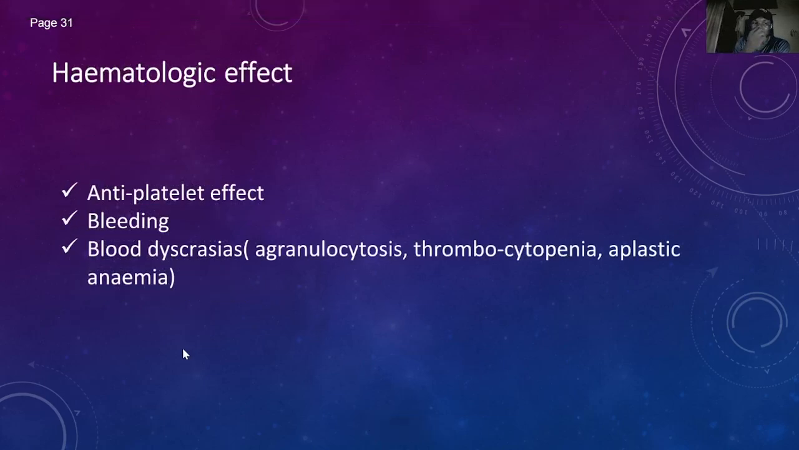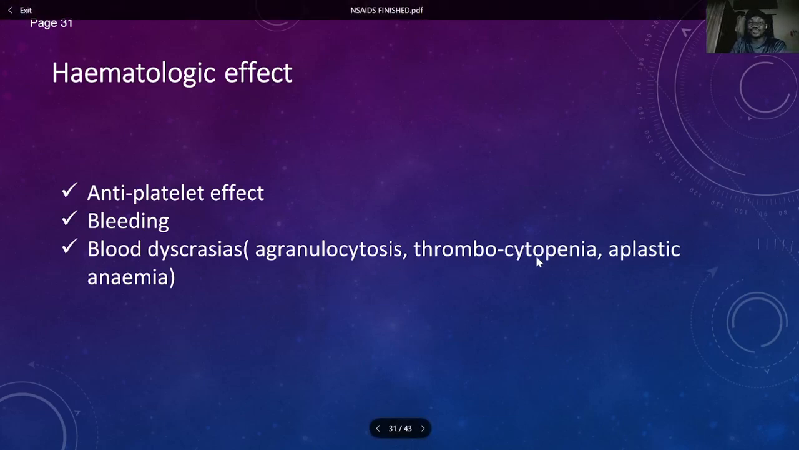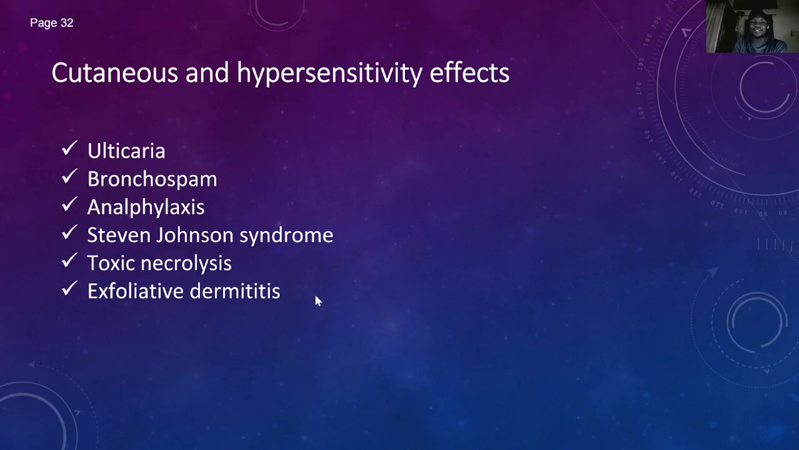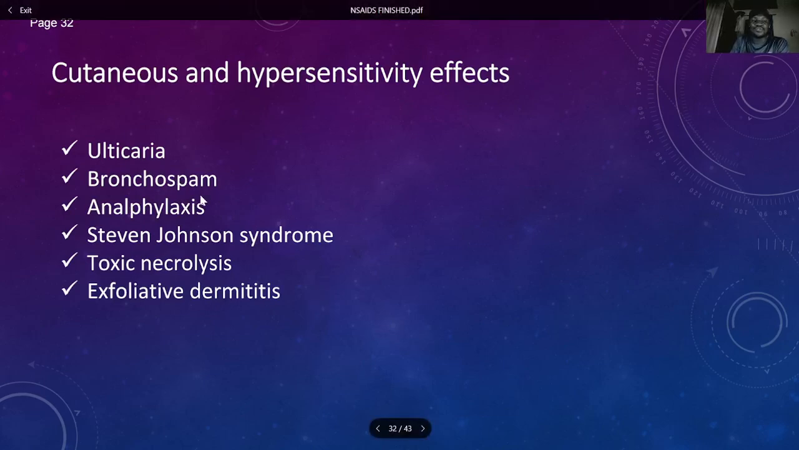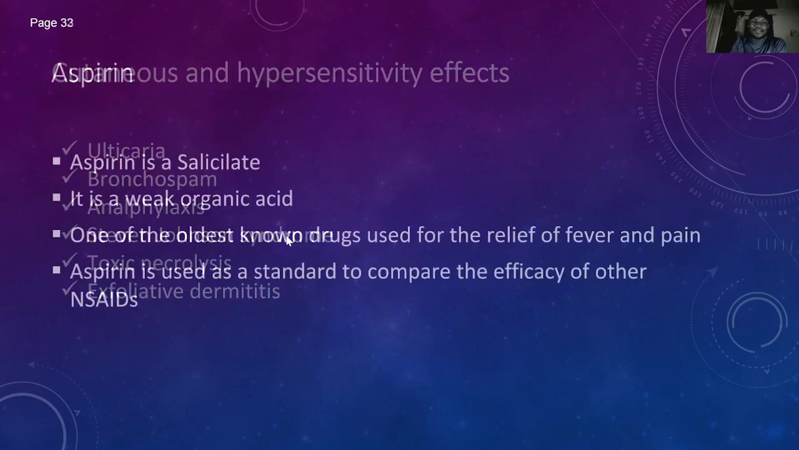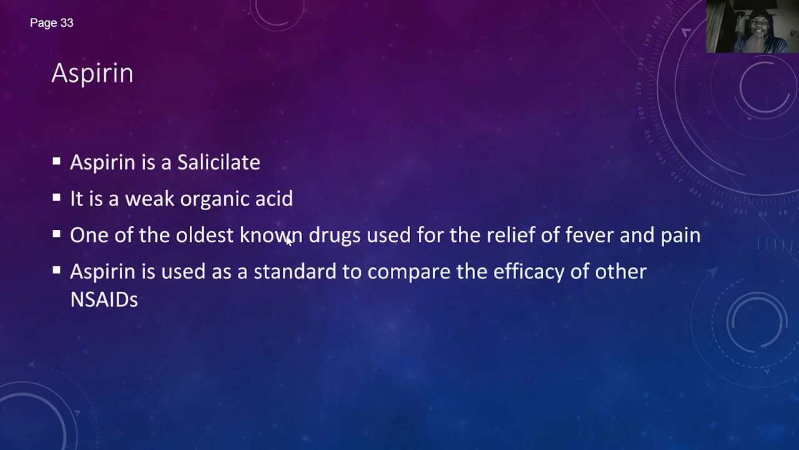Now, hematological effects. It has antiplatelet effects, it inhibits platelet aggregation, so it can cause bleeding, blood dyscrasias, agranulocytosis, thrombocytopenia, aplastic anemia. So now cutaneous and hypersensitivity effects: urticaria, bronchospasm, anaphylaxis, Stevens-Johnson syndrome can occur, toxic epidermal necrolysis, exfoliative dermatitis.